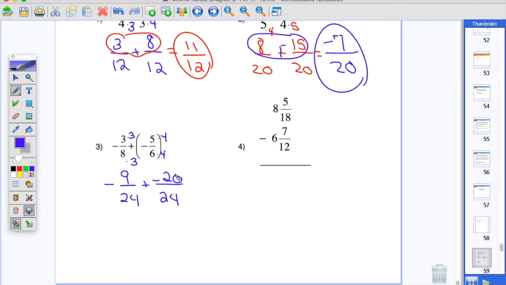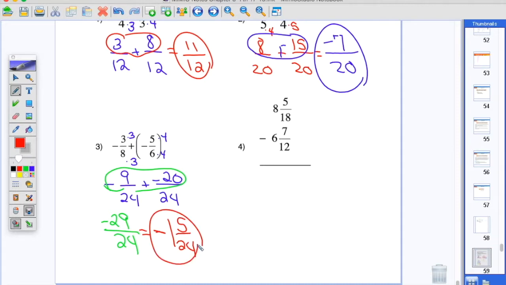So now we have negative 9/24 plus a negative 20/24. We keep our denominator the same, and we add our numerators. So it's negative 9 plus a negative 20 to give you negative 29. Now we have an improper fraction. It's still going to be negative when we rename it. 24 goes into 29 one time with 5/24 left over. So our answer is negative 1 and 5/24.